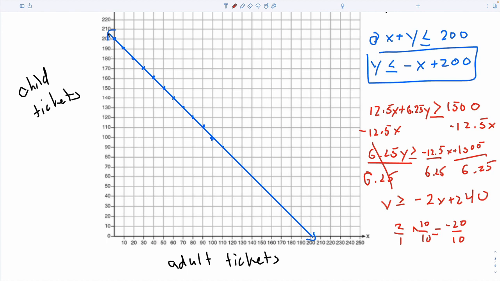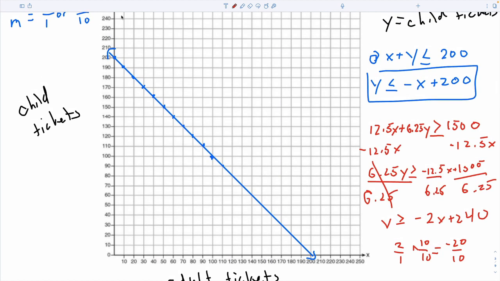Up at 240, down 20 over 10. Down 20 over 10, down 20. Dotted or solid line, Kylie? Cool.